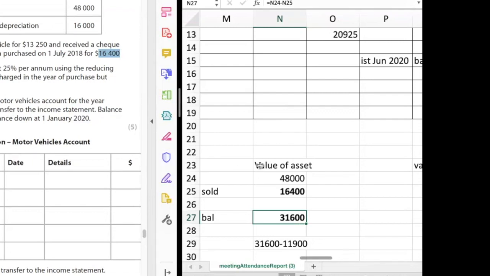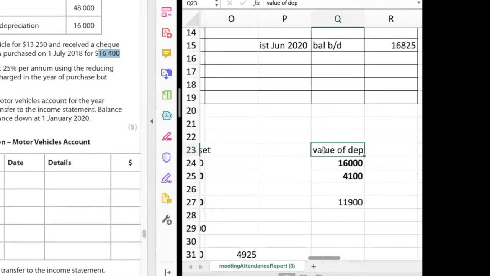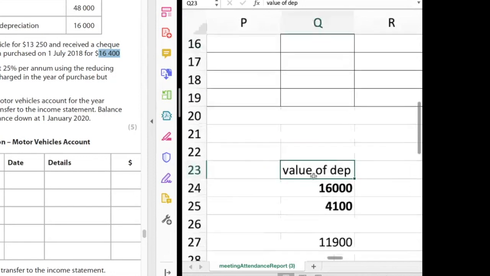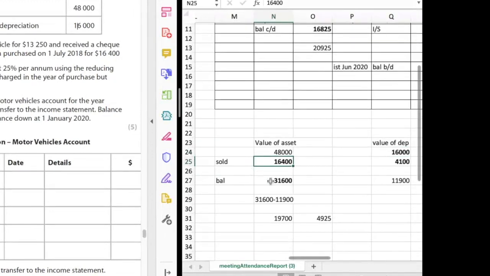We deduct that value and we get the current value of the assets. This was step number 1. Step number 2 is, what is the value of the depreciation? The value of the depreciation given to us is 16,000. Now we have to find out the depreciation of the asset which was sold, and we find that it was 4,100. How did we calculate it? I'll do it one more time. 16,400 times 25% gives you 4,100. So this value will come over here.